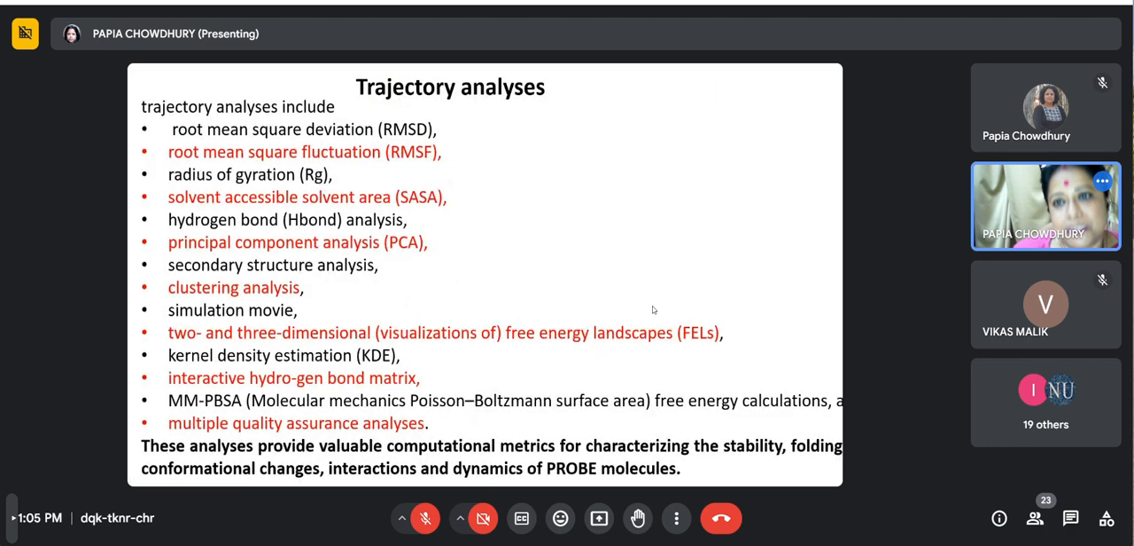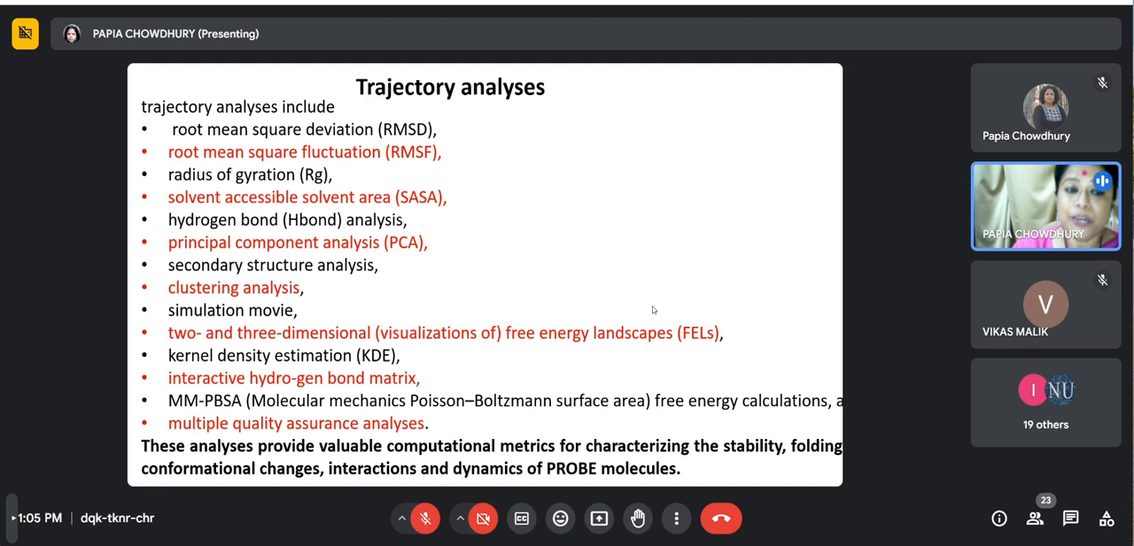Now, once you get an output and you have stopped the MD simulation, you get the trajectory for analysis. What type of analysis can you do? You can get the root mean square deviation of the system with time, the root mean square fluctuation of the system, the radius of gyration, and the solvent accessible surface area of the whole system. You can get information about hydrogen bonding between your system and the environment, PC analysis, and secondary structure analysis.